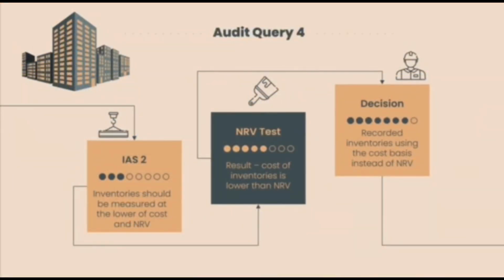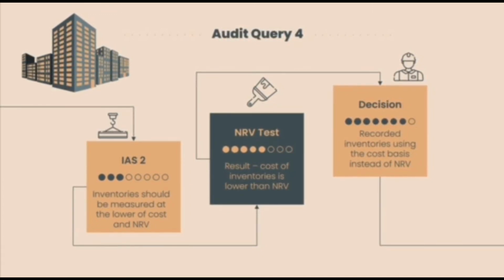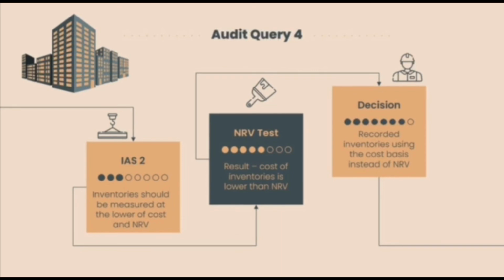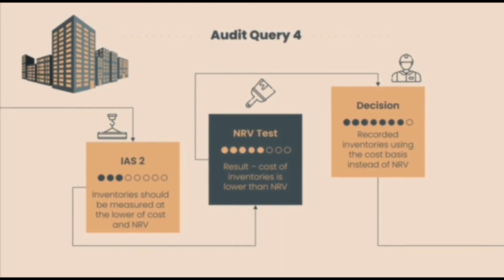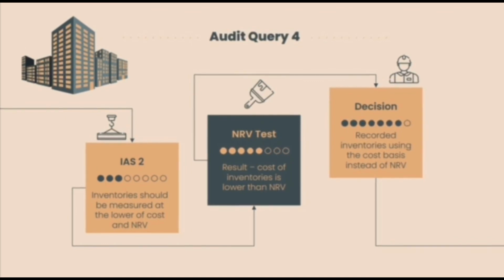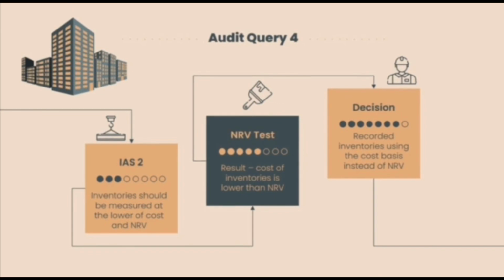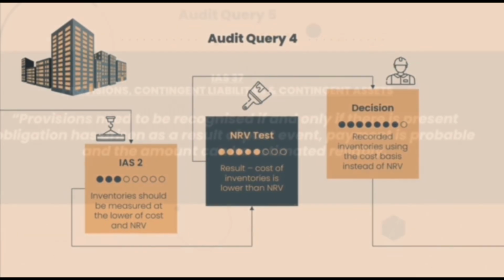Next is audit query 4. According to IAS 2, inventory should be measured at the lower of cost and net realizable value. After we did the net realizable value test, we found out that the cost of the inventories is lower than the net realizable value. Therefore, we recorded our inventories using the cost basis.